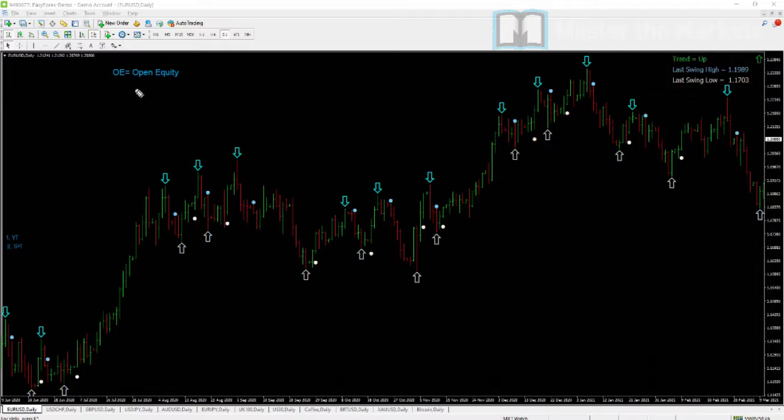And what we are also going to talk about today is open equity. You've heard the term being brandished around when we talk about some of our strategies. So I'm going to talk about open equity.